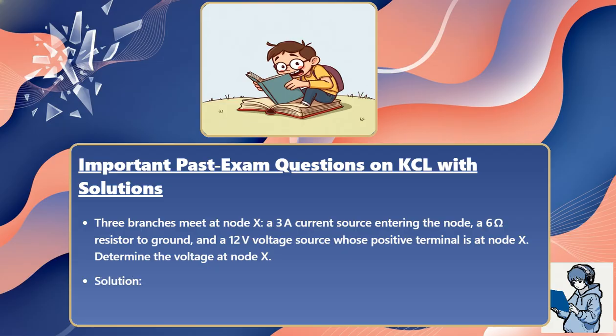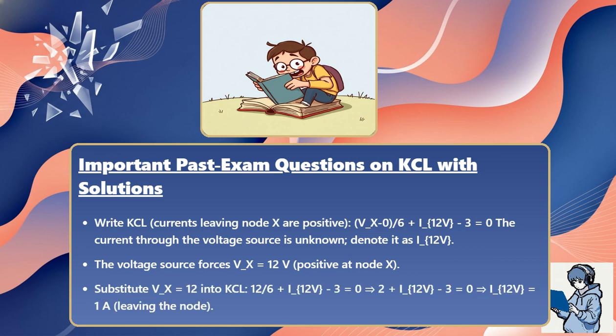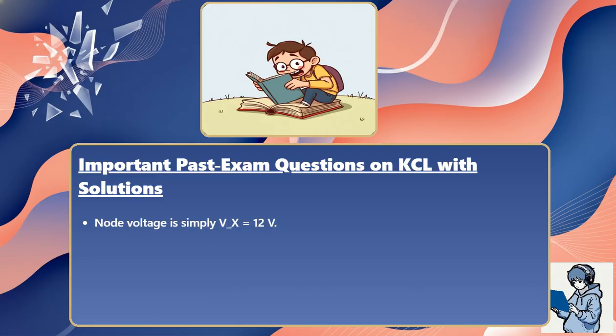Solution. Write KCL. Currents leaving node X are positive: V_x divided by 6 plus I_12V minus 3 equals 0. The current through the voltage source is unknown, denoted as I_12V. The voltage source forces V_x equals 12 volts, positive at node X. Substitute V_x equals 12 into KCL: 12 divided by 6 plus I_12V minus 3 equals 0. This gives 2 plus I_12V minus 3 equals 0. Therefore, I_12V equals 1 ampere leaving the node. Node voltage is simply V_x equals 12 volts.